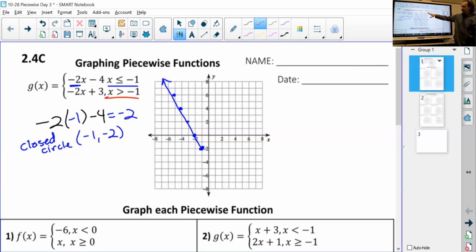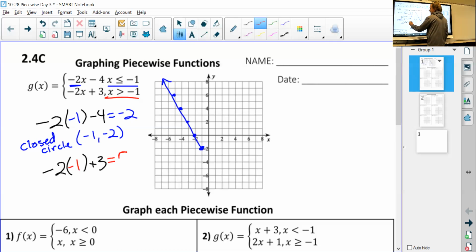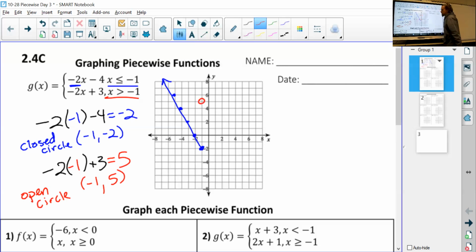So our key point is still at x is -1, but now I'm going to substitute into the second equation: -2x plus 3, where x is -1. Okay, we solve again. -2 times -1 is +2. +2 plus 3 is 5. So I have a point at -1, 5. And this is an open circle because it just says greater than -1. Okay. So I'm going to go over -1, +5, open circle there.